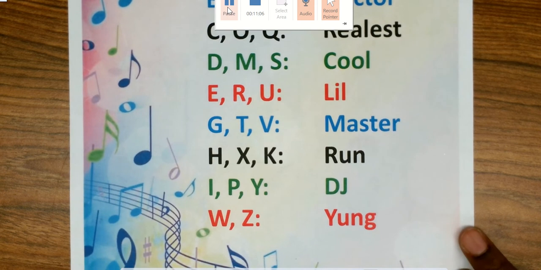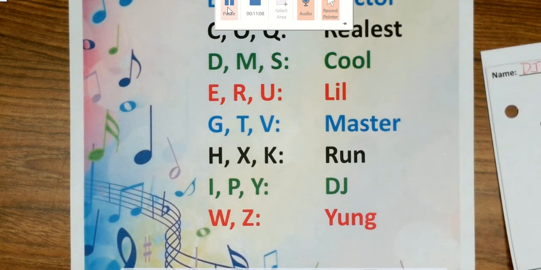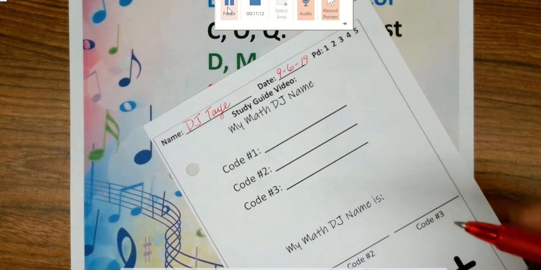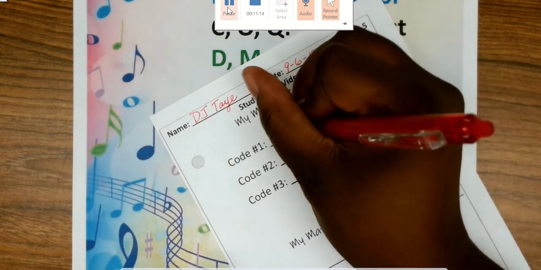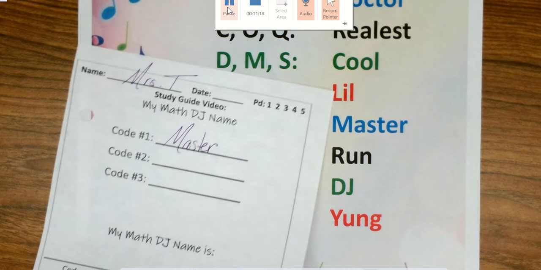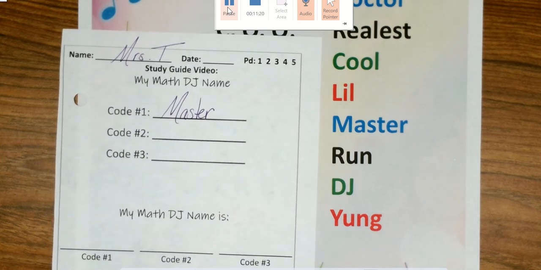Okay, so I may have a new DJ name this year. I know it's going to be awesome. So my DJ name for my code number 1 is DJ Whoop Whoop. All right, and what's yours? Mine is Master. All right, code is Master. Nice.